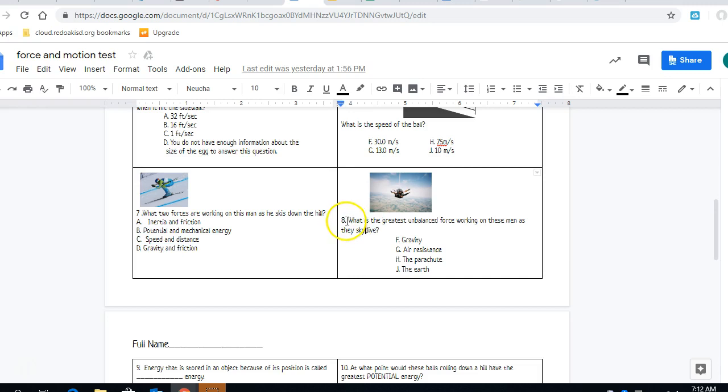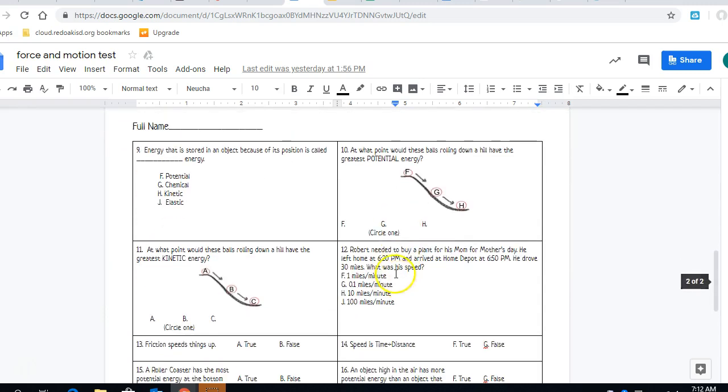Question number 8. What is the greatest unbalanced force working on these men as they skydive? Is it F, gravity, G, air resistance, H, the parachute, or J, the earth? Question number 9. The energy that is stored in an object because of its position is called blank energy. Does that mean F, potential energy, G, chemical energy, H, kinetic energy, or J, elastic energy?